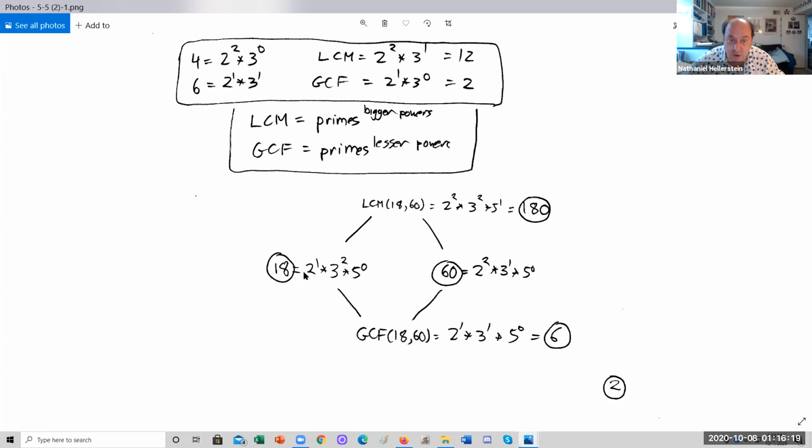For GCF, we take the lesser of the two powers. 1 and 2, 2 to the 1. 2 and 1, 3 to the 1. 0 and 1, 5 to the 0. 2 to the 1 times 3 to the 1 times 5 to the 0 is 6. So that's how we use prime factorizations to find LCMs and GCFs.